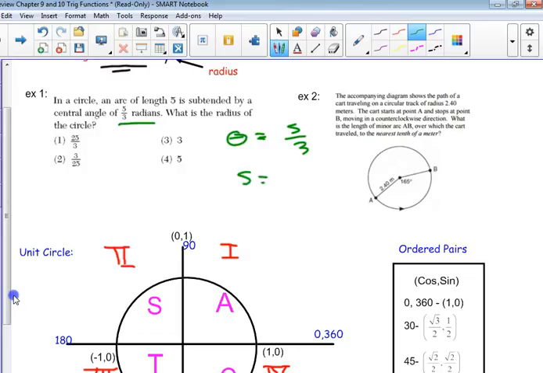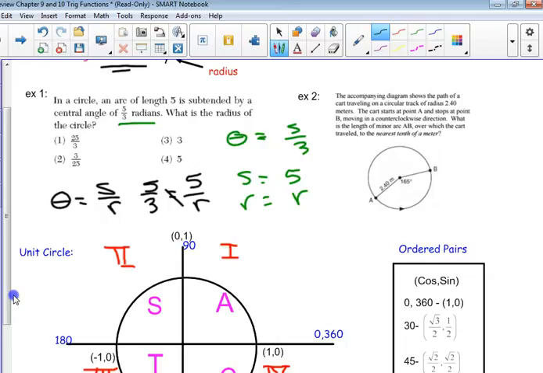The arc, the S, radius, 5, good. Radius is, you don't know. Do the R, you put an X there, whatever you want. All right. So theta equals S over R. We're going to put in 5/3 for that theta. The S is 5. You don't know what the R is.